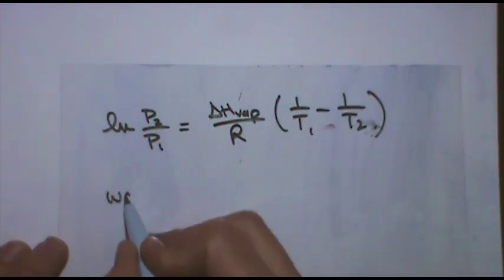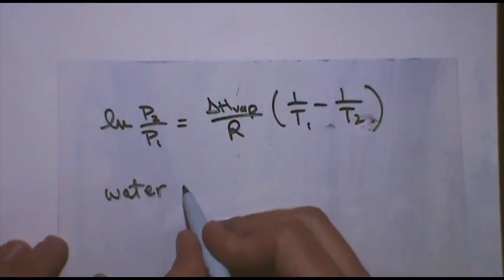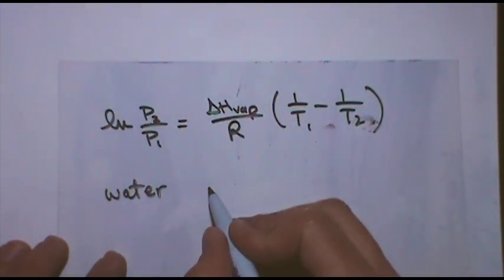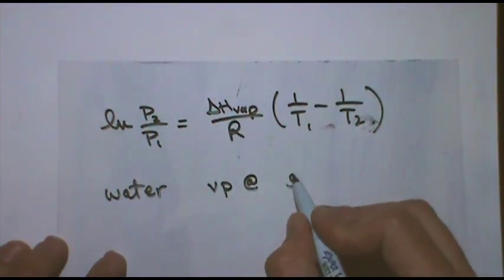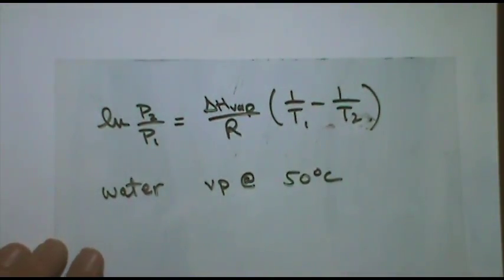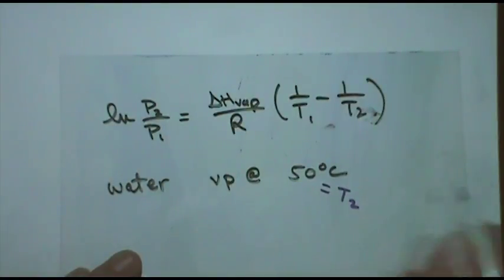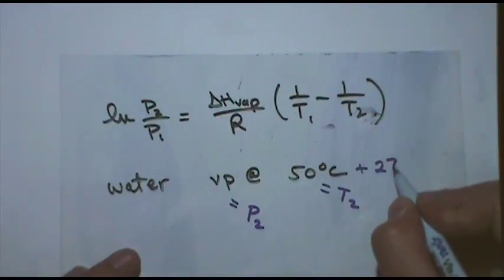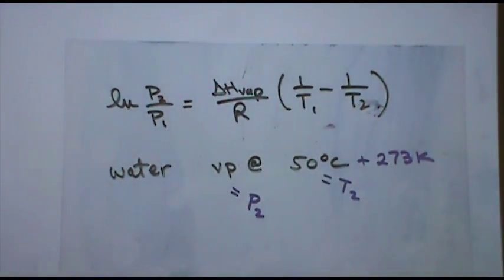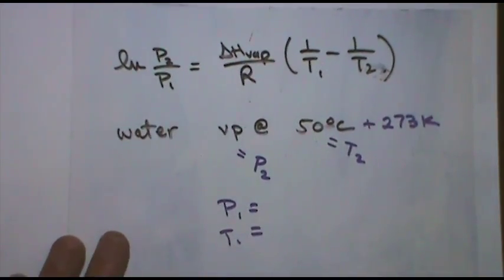Let's say we have water. Let's do an example. Let's say we have water, and I want to know the vapor pressure at 50 degrees C. All right, let's set that up. So let's call this T2, and let's call this P2. I'm going to add 273 so I can change this to Kelvin. What's going to be P1 and T1?